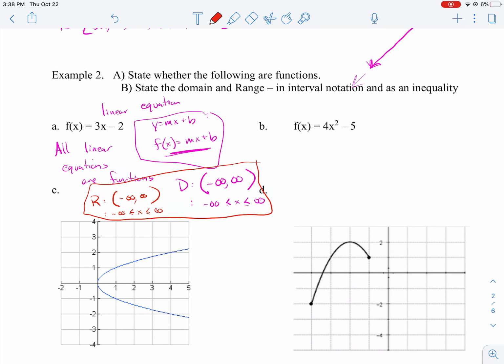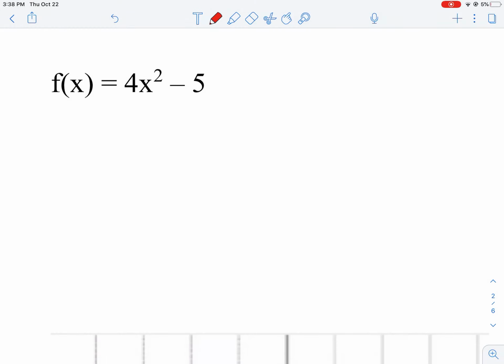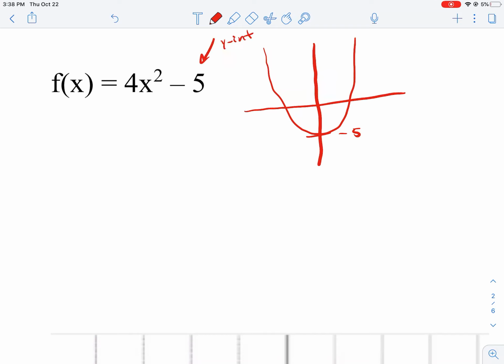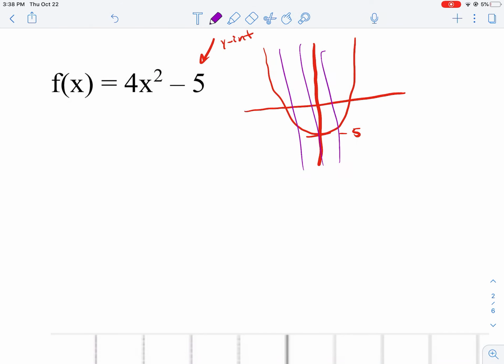All right, let's look at b. Okay, so b is also a function. If you were to plug this into your calculator, you would see a quadratic that looks very similar to this and kind of comes down and touches at -5, right? This is our y-intercept, right? Okay, so as you can see, if I did a vertical line test here, you'll notice I'm not touching any of my graph twice. All right, so we do have a function.